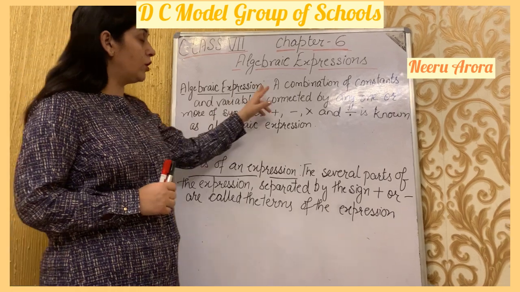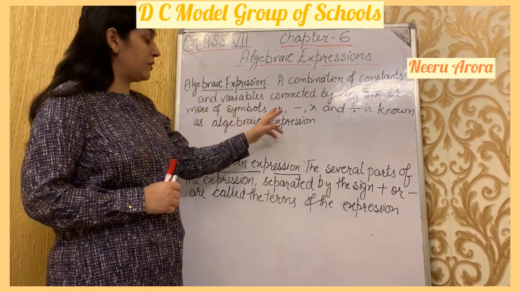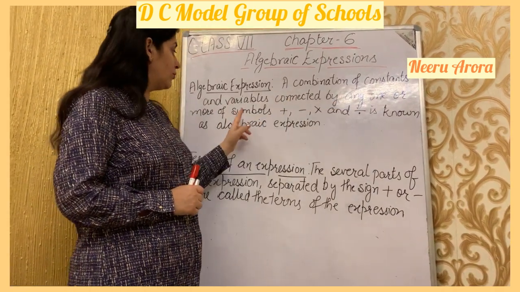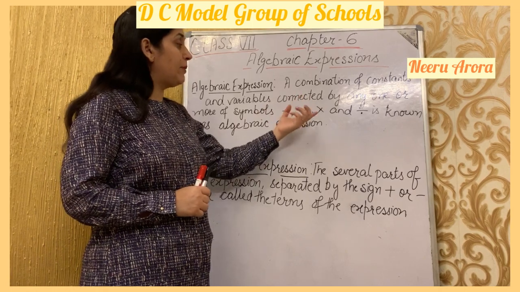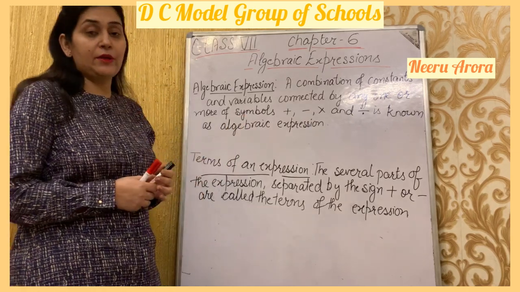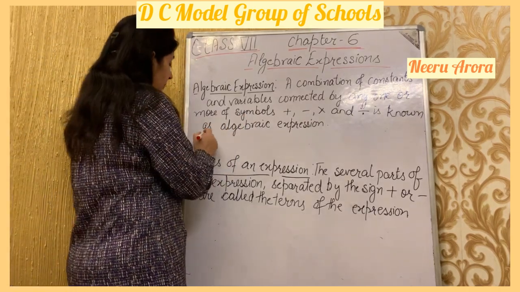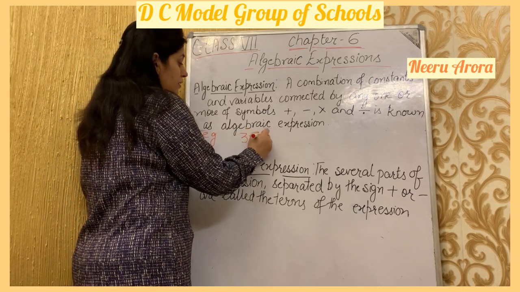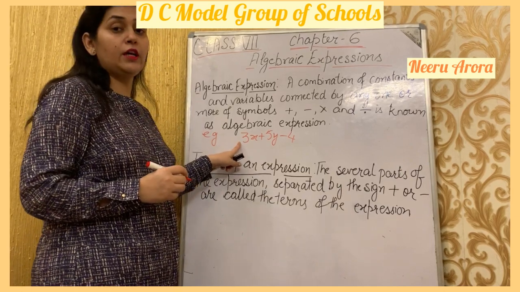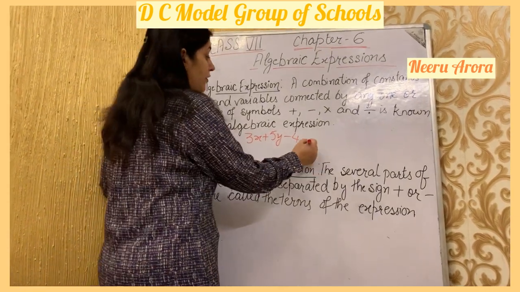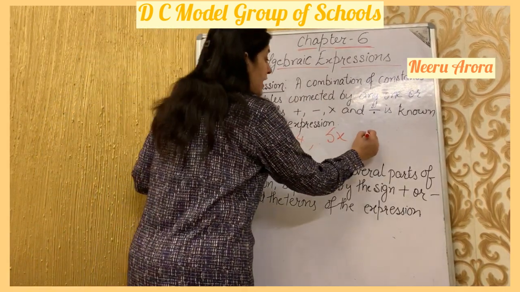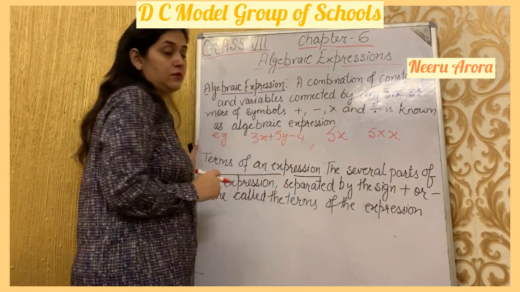Algebraic expressions, a combination of constant and variables connected by any one or more of the symbols. Any one or more of the symbols means it can be made by one symbol or we can use all the symbols, is known as algebraic expressions. So look at this, for example, 3x plus 5y minus 4. This is example of an algebraic expressions. Here if I have written 5x, so what it means? 5x means 5 multiplied by x.